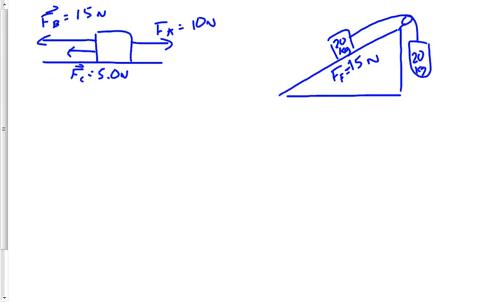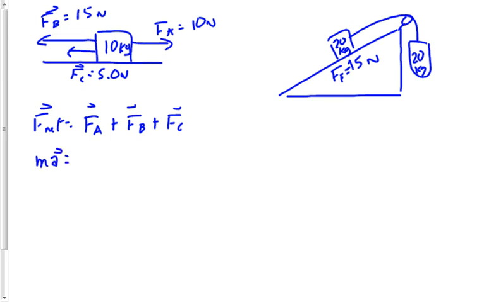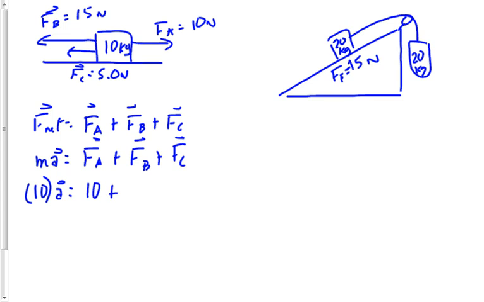Okay? How would we solve this question? Well, F net is equal to the sum of the forces. It would be FA plus FB plus FC. We did a mass here, by the way. Let's make it 10 kilograms. The net force is M times A. Well, that's equal to FA plus FB plus FC. M is 10. A is whatever. FA is 10. FB is 15. And FC is 5, right? Is that right? Is that all right?